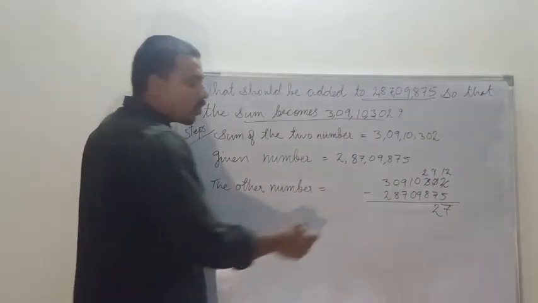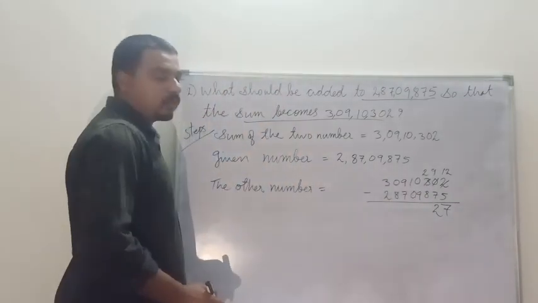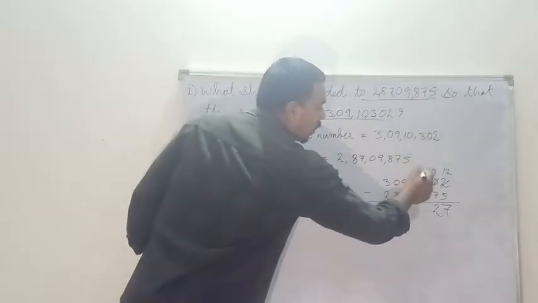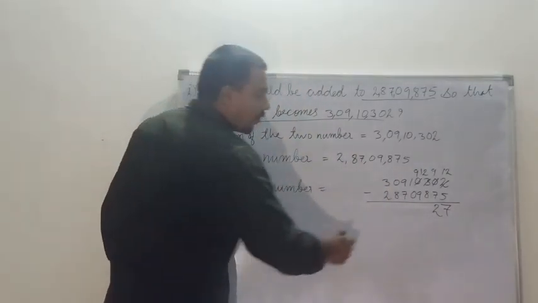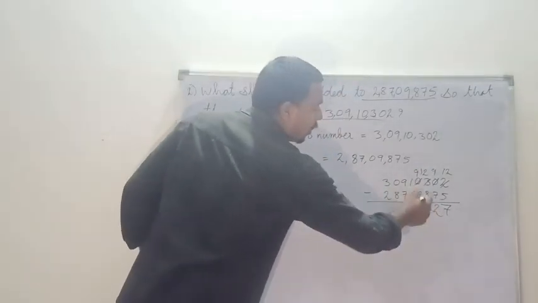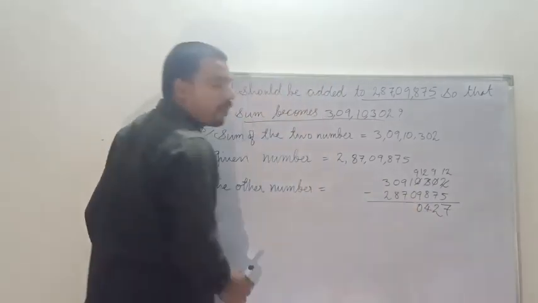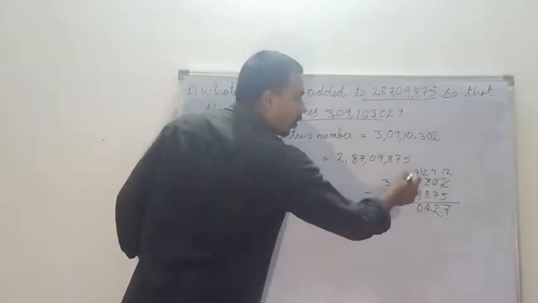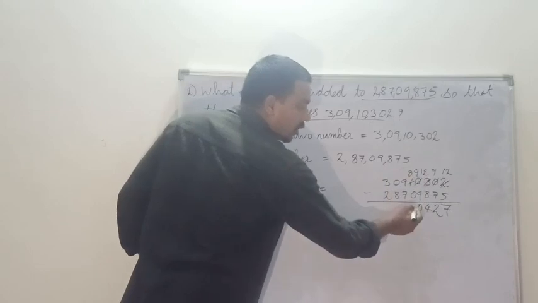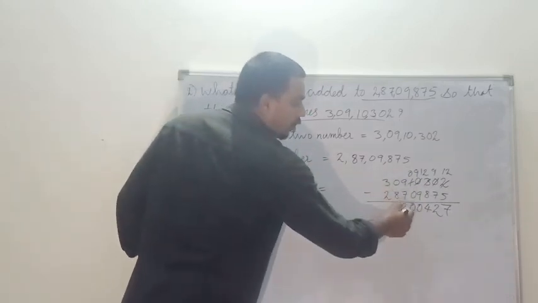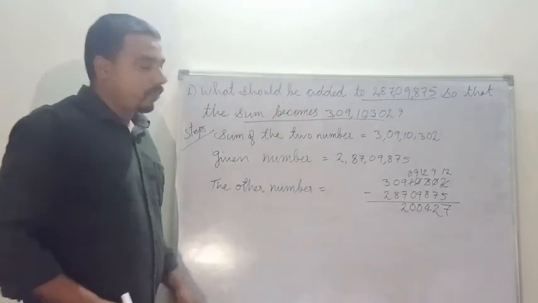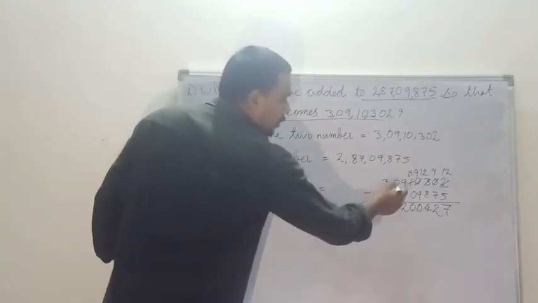Is it or not? So 8 is unable to subtract from 2. So borrow 1 from here. It will be 12 and here will be 9. So 12 minus 8 is equal to 4. Then 9 minus 9 is equal to 0. And here will be how much? 0 only. Is it or not? So 0 minus 0, 0 only. Again 9 minus 7 is equal to 2. Then here it is 0.